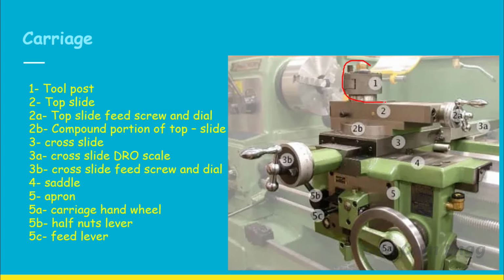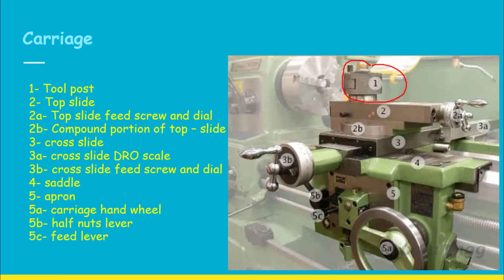So this is called a tool post. In the tool post we fix the tool. Different types of tool post are available, like a single tool post, double tool post, four tool post, like that. Based on that we fix the tool.